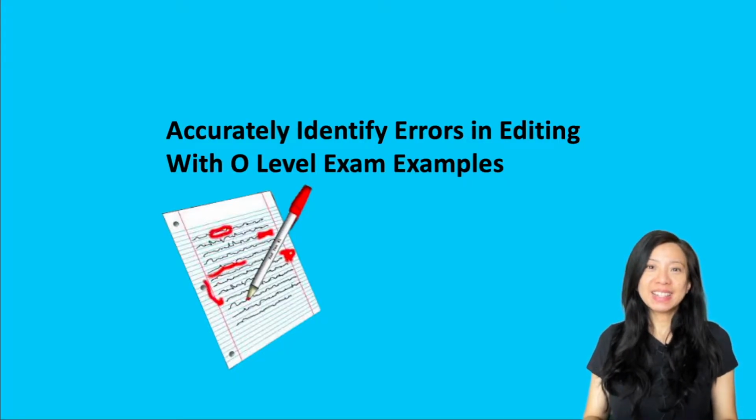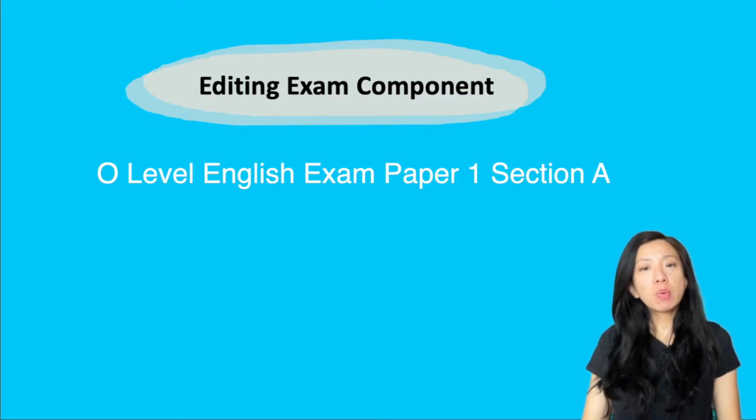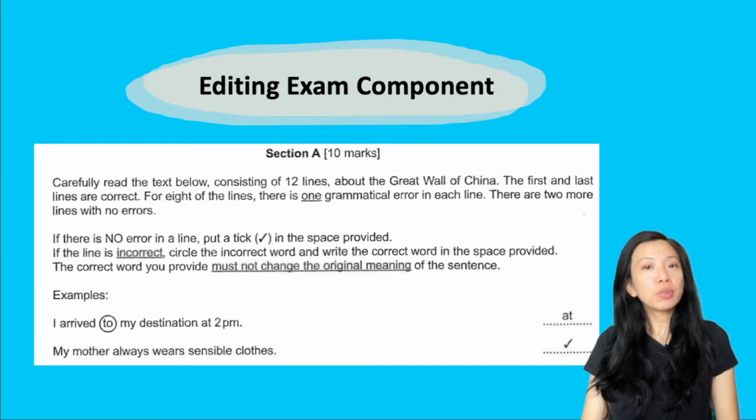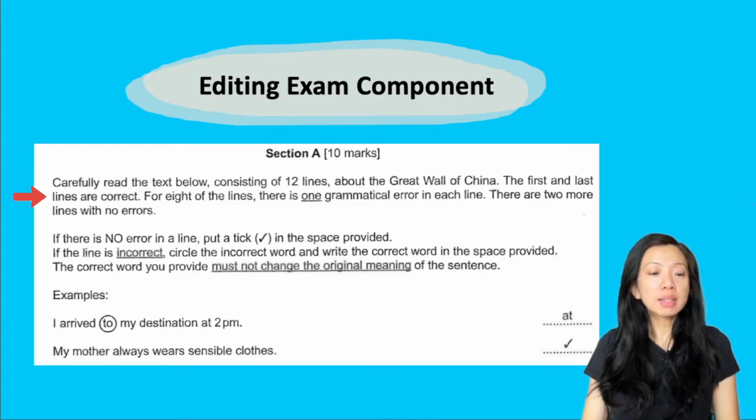So let's get started. You will find editing in paper 1 section A of the exam paper. And the instructions usually look like this. I'll read them out for you. Carefully read the text below, consisting of 12 lines about the Great Wall of China. The first and last lines are correct.